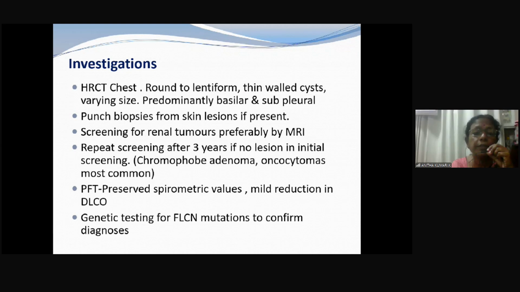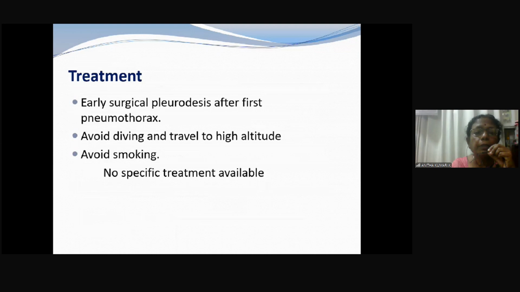Sponge biopsies are advised. Screening for renal tumors should be done, preferably by an MRI. And if the initial screening is negative, repeat the screening after 3 years. And PFT shows preserved spirometric values with mild reduction in DLCO. And genetic testing for FLCN mutation will confirm the diagnosis. Next one. So treatment for early surgical pleurodesis is advised even after the first pneumothorax, and avoid diving, travel to high altitude, and avoid smoking. There is no specific treatment currently available.